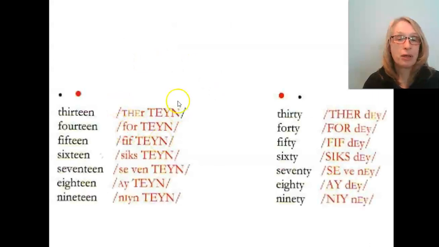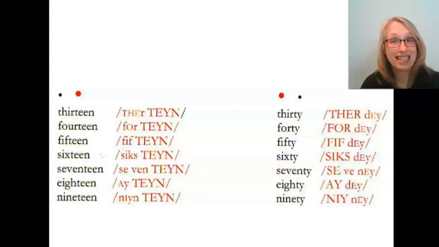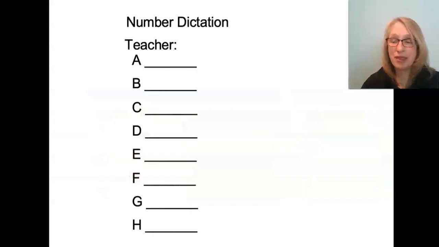and I will take one set of numbers from here and one set of numbers from here, or vice versa. So for example, I might say 1650, 1650, 1650, and you'll write down 1650, 1650. Okay? So let's go with the number dictation. I'll just repeat this over and over again to help you hear the difference so that you can write the numbers down.